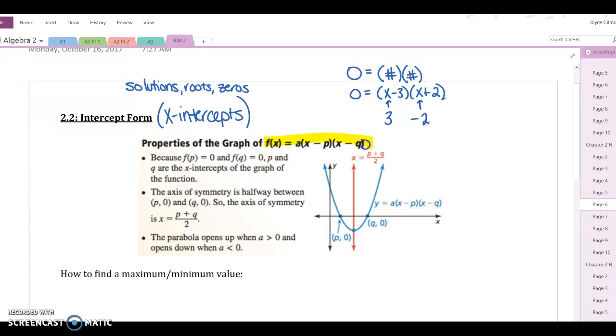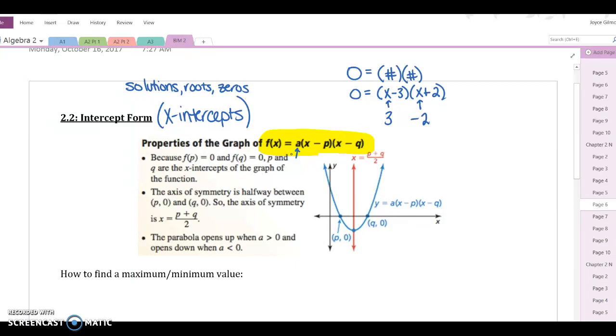Intercept form looks like this. A still does everything that we're familiar with A doing. So it controls whether the graph opens upward or downward, how wide or how narrow it is. Everything that you're used to with A still does. x minus p times x minus q. p and q are the x-intercepts.